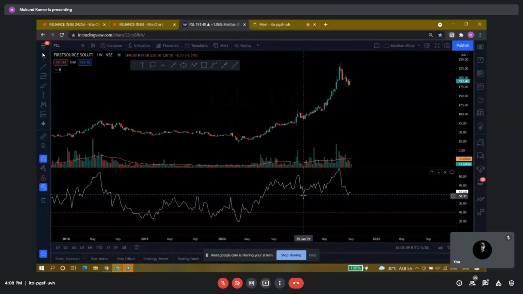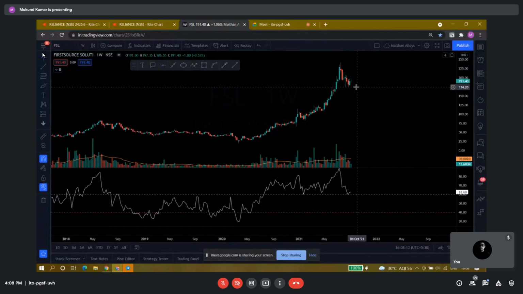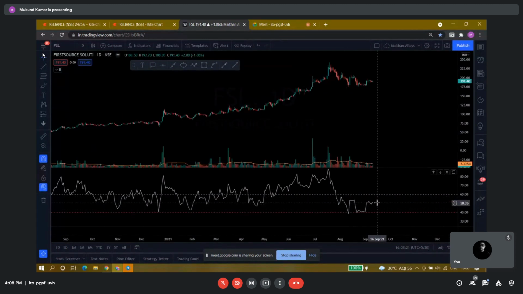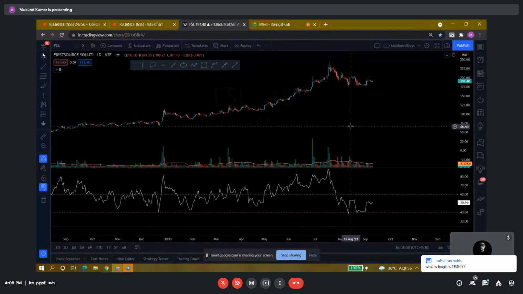It has retested here, it has again retested here. So this is a beautiful stock. You can take a fresh trade once the daily chart crosses 60 levels. So this stock has given a complete answer to what I was telling you on a weekly time frame, on a daily time frame as well, isn't it?